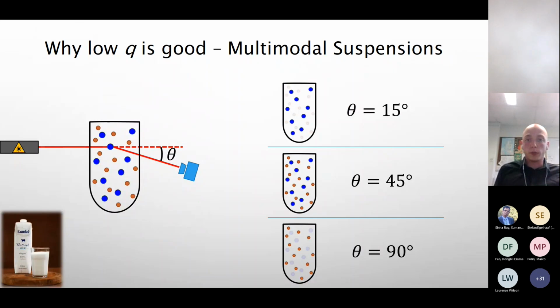Now, when I say multimodal suspension, what I mean is a suspension with multiple peaks within the size distribution. So they're pretty common in reality. A good example is commercial milk, where you've got large micron-scale fat droplets and small protein micelles.